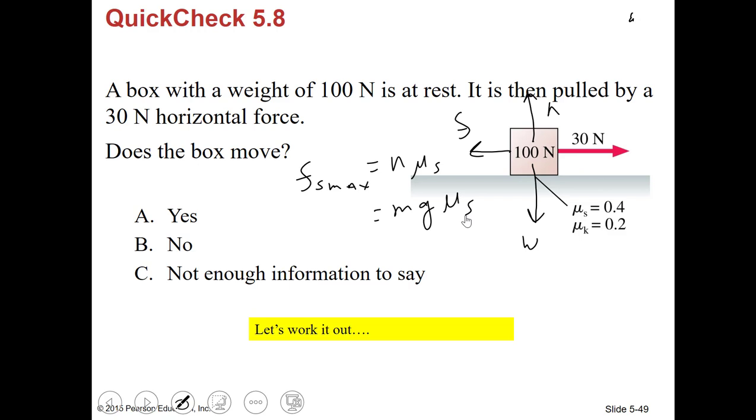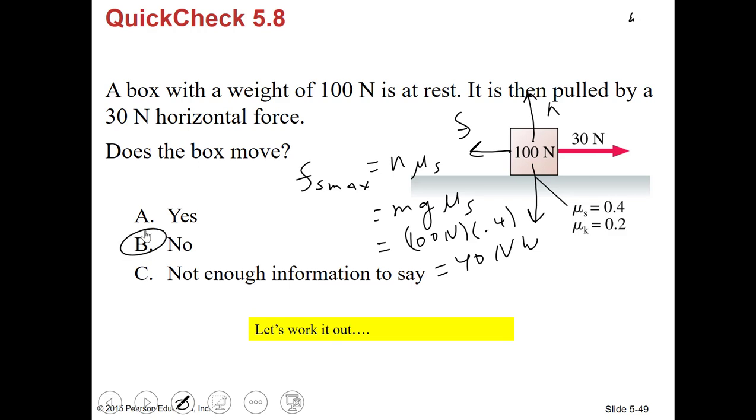So let's put some numbers in here. Okay. So the weight is 100 newtons. mg is 100 newtons, they're telling us. And then mu sub s is 0.4. So the maximum amount of static friction is 40 newtons. So if you only apply 30 newtons, this is not going to move. So does it move? No.